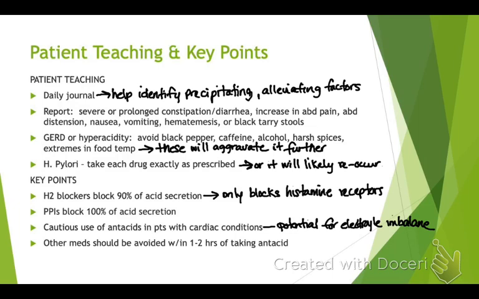So key points on patient teachings for these types of medications. Again, you want to teach your patients to maintain a daily journal. It will help to identify precipitating or alleviating factors, especially when they're on these types of medications. You want them to know when they need to report to their physician. So any severe or prolonged constipation or diarrhea, any increase in abdominal pain, any abdominal distension or nausea and vomiting, hematemesis or black tarry stools, all of those things are things that they need to report to their physicians.